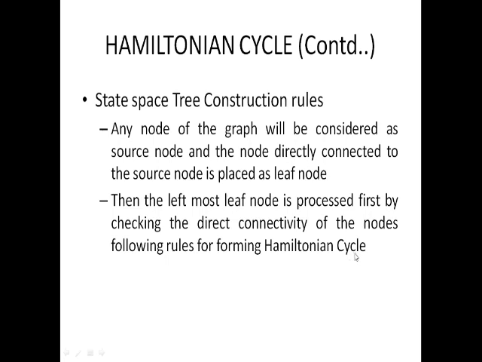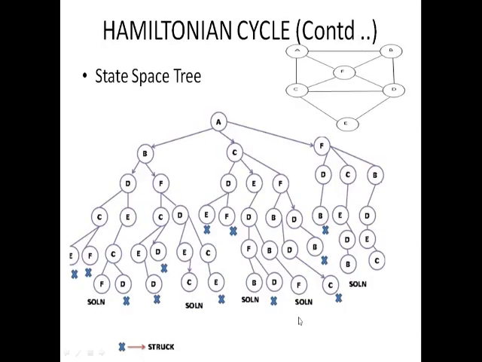Then the leaf node is processed first by checking the direct connectivity of the nodes following the rules of Hamiltonian cycle. As we know, in all the trees we use, the leftmost tree will be processed first. Then after processing the leftmost tree, we will be processing the right tree, and after that the leftmost subtree. After that, we process the rightmost subtree. So the same rules will be followed. The leftmost leaf node will be processed first. After that, the next level of nodes will be processed based upon the direct connectivity and the rules of the Hamiltonian cycle.